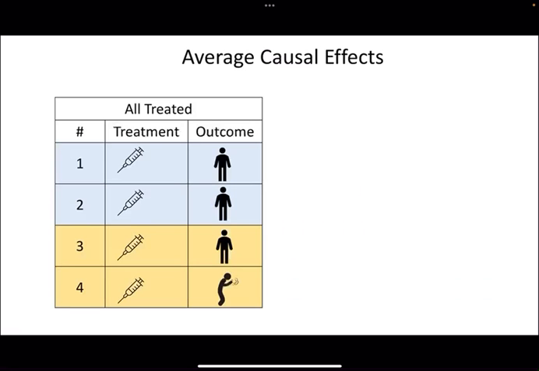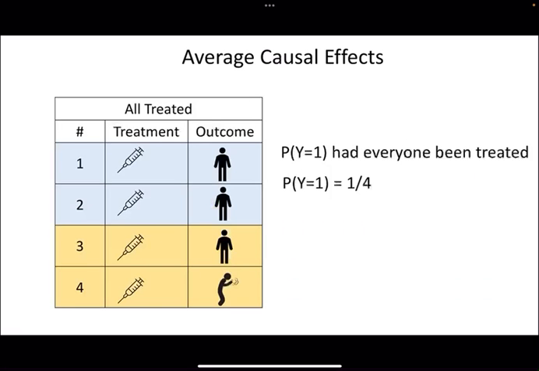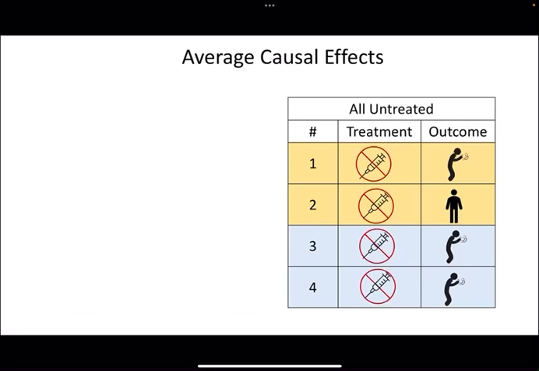So here, if we just focus on the table where everyone's treated, and we figure out the proportion of those who would have gotten the outcome had everyone been treated, we can see that individual 4 got sick, but no one else did. So the probability of the outcome, if everyone in our population of 4 people had been treated, is 1/4. We can do the same with the untreated group, where we can see that individual 2 didn't get the outcome, but everyone else did. So the probability of the outcome had no one been treated is 3/4.